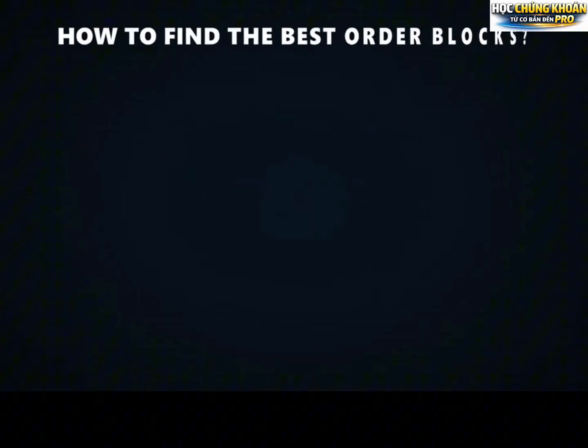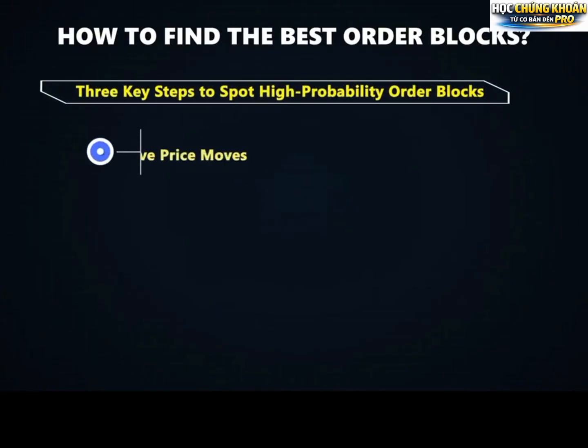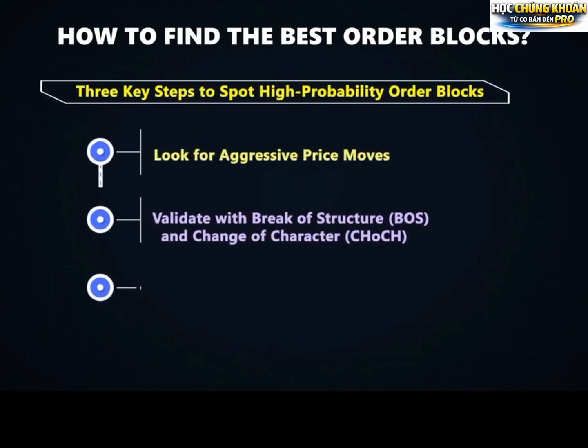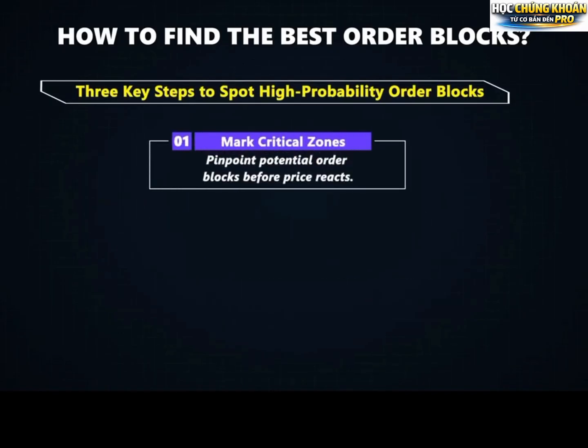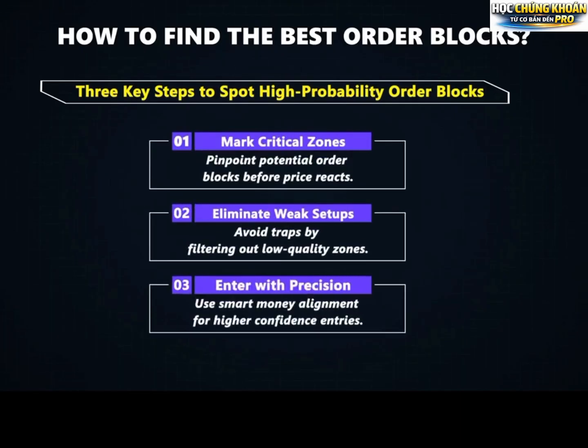Now, let's talk about how to find the best order blocks. There are 3 simple rules you can follow to identify high-probability order blocks. By sticking to these rules, you'll be able to spot key institutional zones before the price moves, avoid fake setups that trap most traders, and enter with confidence, knowing you're aligned with smart money.